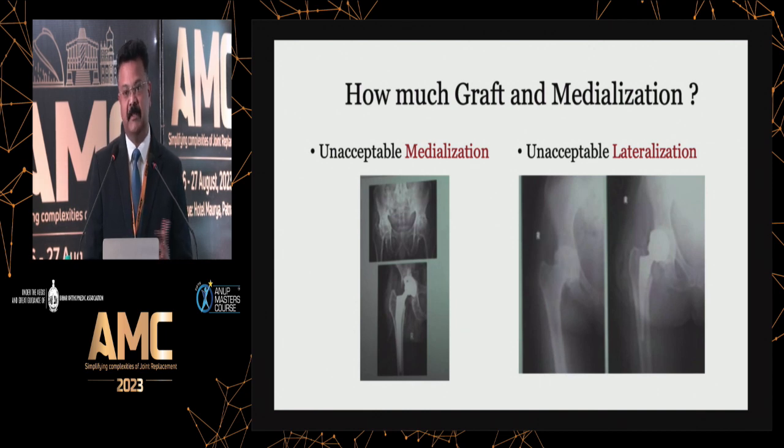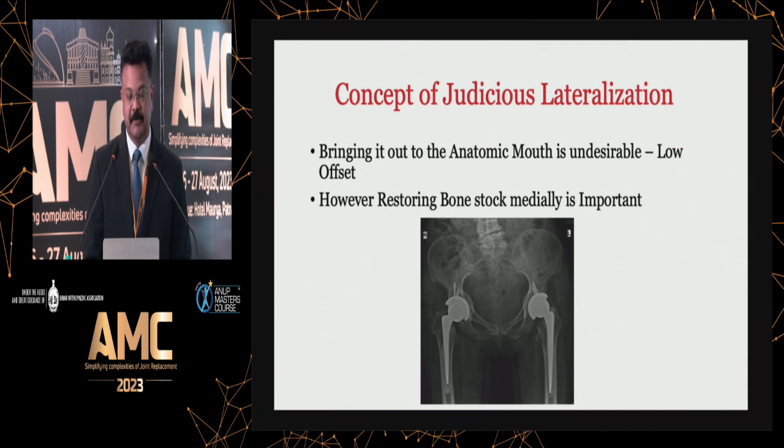Now, the problem is these patients have been walking with a low offset for a very long time. So if you do tend to lateralize them too much, they don't remain very happy. So the concept of judicious lateralization is what needs to be exercised. So bringing it out to the anatomic hip center is desirable, because these individuals are used to walking with a low offset and tend to be happier. However, restoring bone stock medially is of paramount importance.